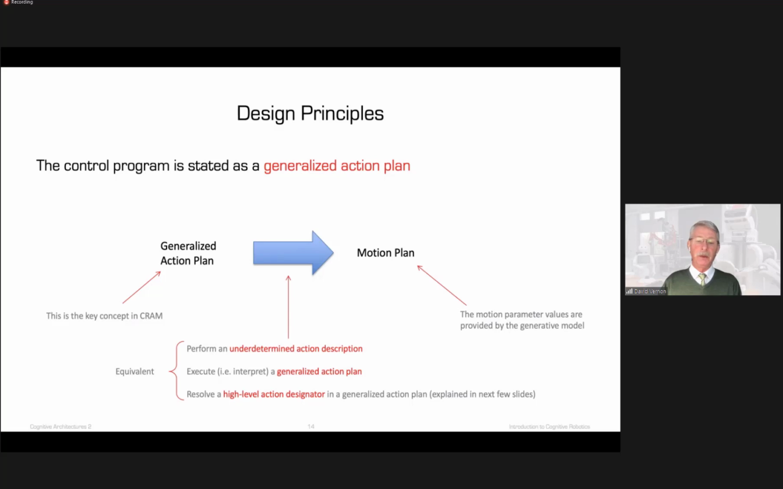Within that plan, we have an entity called an action designator, or a high-level action designator. And this designator is the crucial component of this generalized action plan. I'll explain it by example in a moment, but let me just say here that a designator is a way of saying, I know I need to know this, I don't know it yet, and I'll find it out when I'm executing the plan. So think of designators as placeholders for required information, and they're the key elements of this generalized action plan.